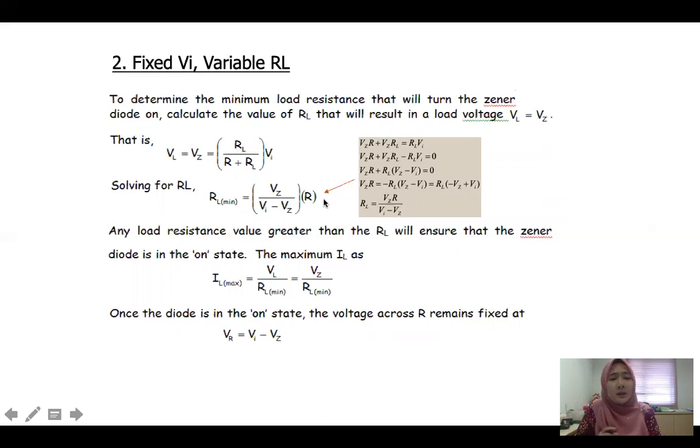Any load with a value greater than RL min will ensure that the Zener diode is operating in the on state. So any load resistance value greater than RL min ensures that the Zener diode is in the on state. And the maximum IL is equal to this. Once the diode is in the on state, the voltage across R remains fixed at VR equals V in minus VZ.